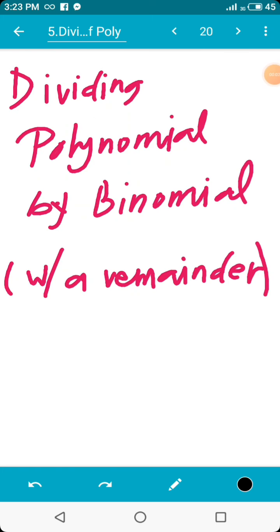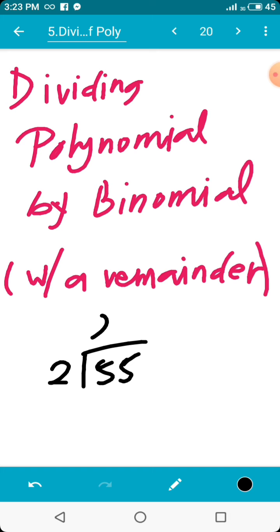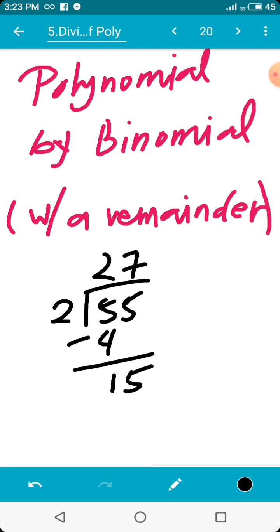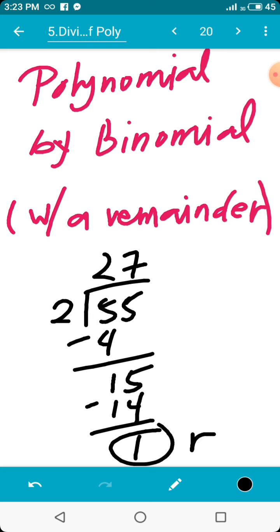Okay, so this time, magdi-divide naman tayo ng polynomial by binomial, pero ngayon meron ng remainder. Okay? So, let's say we have 55 and we divide it by 2. So, 5 divided by 2, we have 2, and then 2 times 2, we have 4. Minus natin, that's 1. Bring down 5. 15 divided by 2, that is 7. And then, 7 times 2, that's 14. Pag minus, meron pang 1. Okay? So, yung sinasabi nating 1, ito yung remainder.